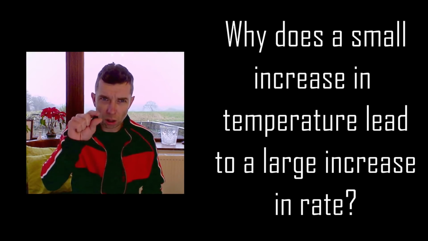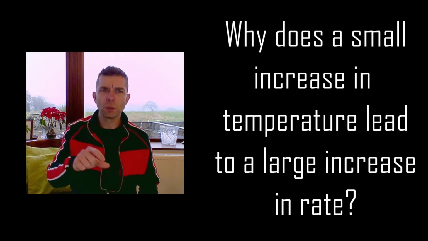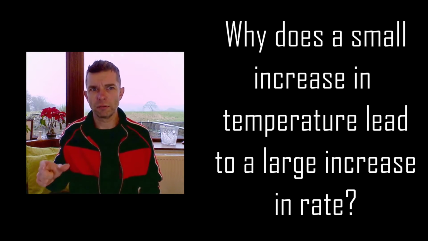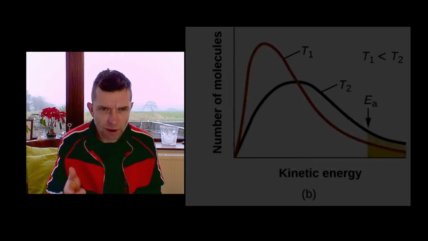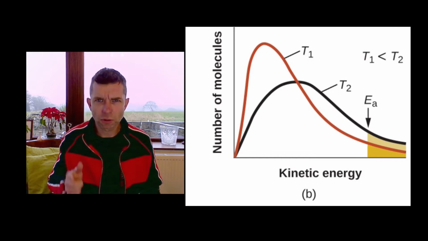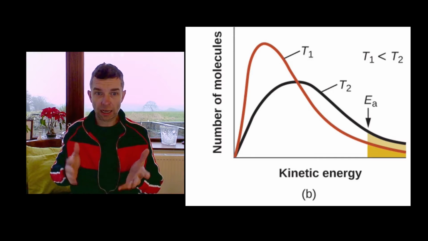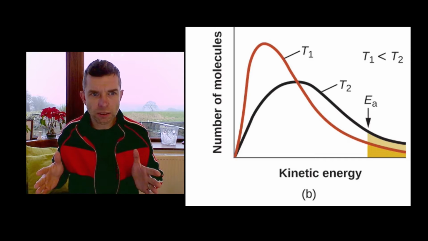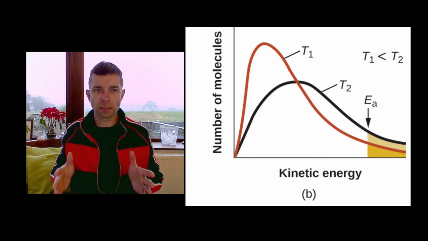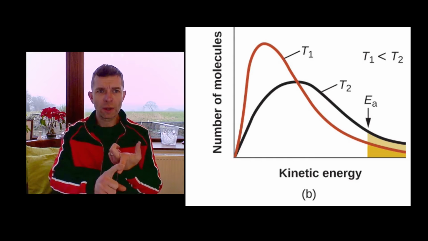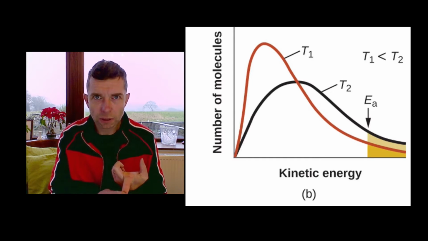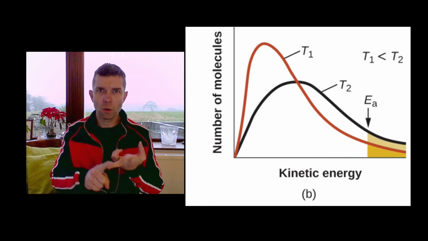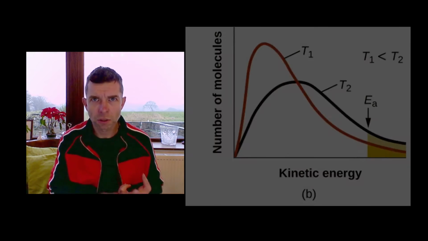So why does a small increase in temperature lead to a large effect on the rate of reaction? Well, the graph shows that the number of particles with enough energy to react, i.e. equal to or greater than the activation energy, increases at the higher temperature. This is because we're increasing the frequency of collisions, but also we're increasing the number of particles with energy equal to or greater than the activation energy.